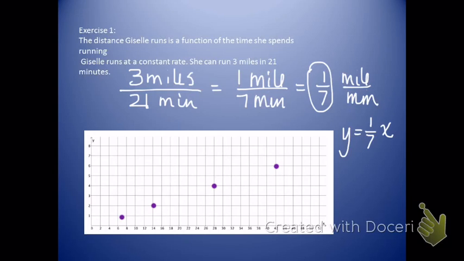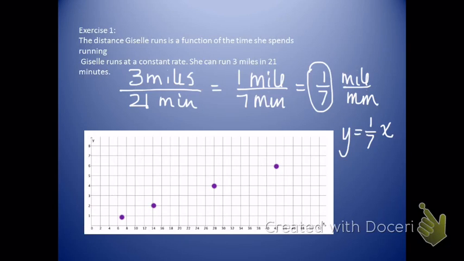Okay, and so here are some of the other inputs. So here's 14 minutes and 2 miles. And then over here, 28 minutes, 1/7 of 28 is 4. So that means she goes 4 miles in 28 minutes. Down here, in 7 minutes, she can go 1 mile. And up here we have one more, 42 minutes and 6 miles. So these are just some input-output pairs that are solutions to this function that work for this function. We're beginning to build the graph of this function.